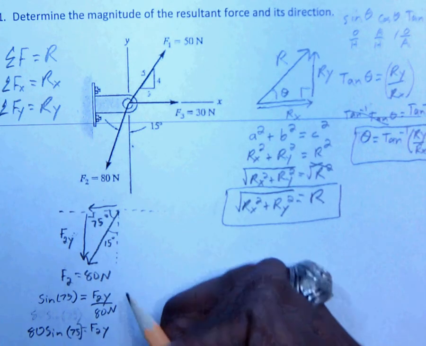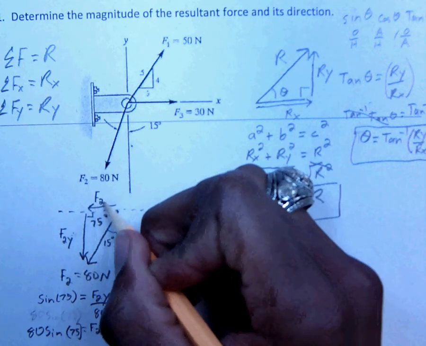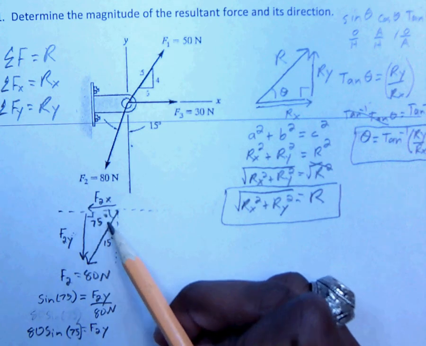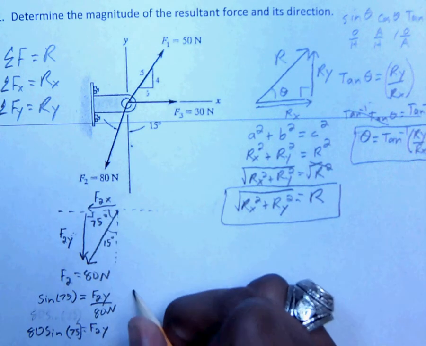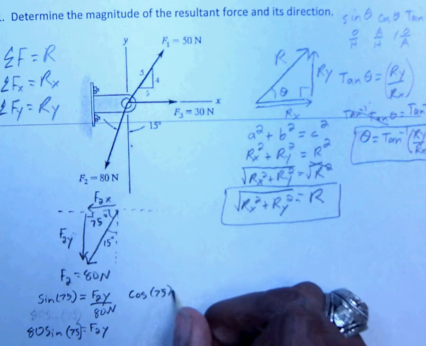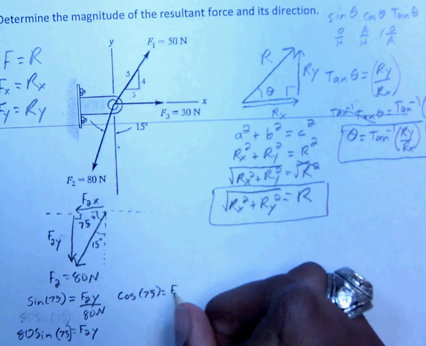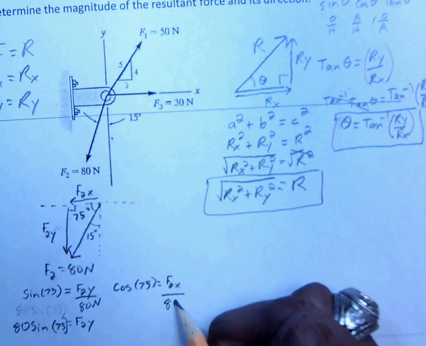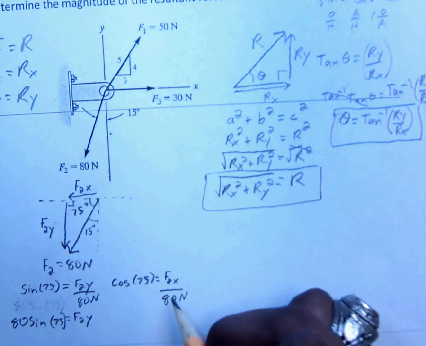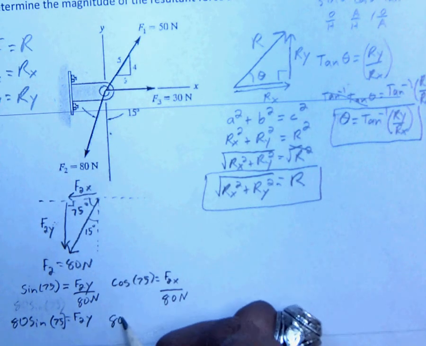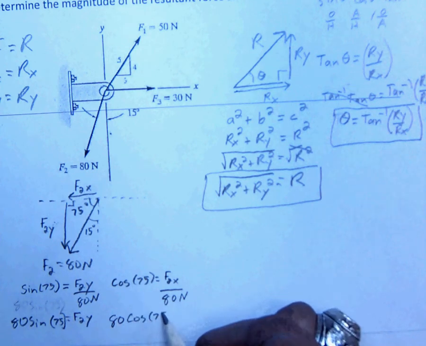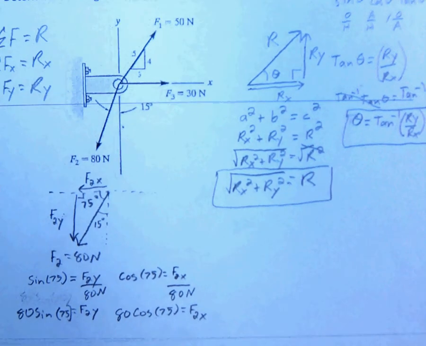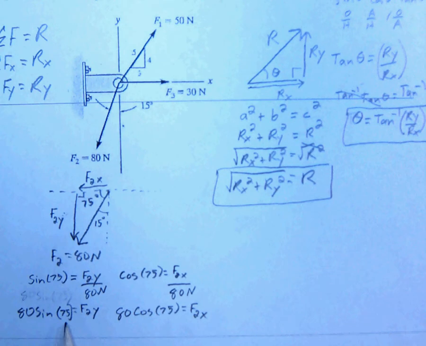And I do the same thing for my x component of F2. I'm going to get that by using the cosine because this is the adjacent to the angle. And so I'm going to say the cosine of 75 degrees is going to equal the adjacent, which is F2x, over the hypotenuse, which is again 80 newtons. So again, multiply by 80 on both sides, and I get that 80 newtons times the cosine of 75 degrees equals the x component of force number 2. And so I've gotten the x component and the y component of this force.